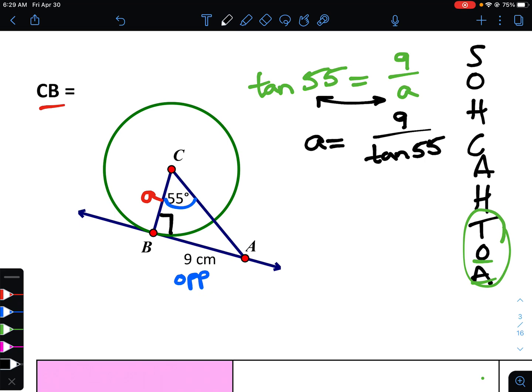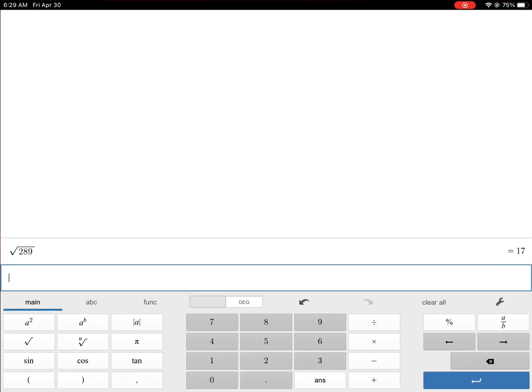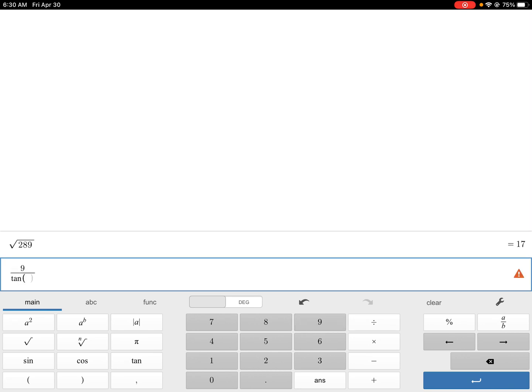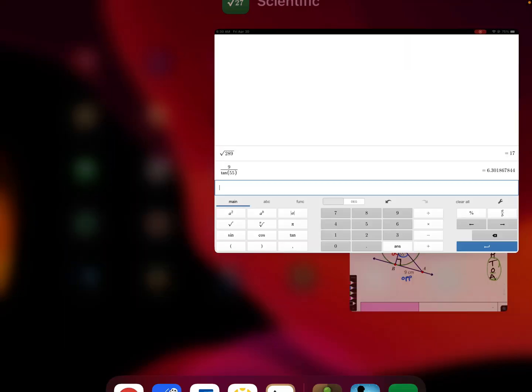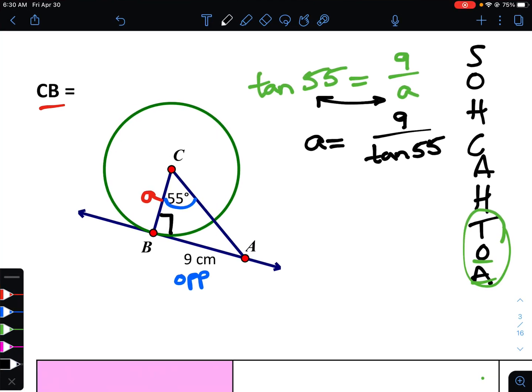So now it's just time to type that into a calculator, so let's go ahead and do that now. We'll take 9 divided by the tangent of 55 degrees, and that's approximately 6.30. So we'll go to 2 decimal places. So 6.30 is our length for A. So then that would be our length for CB. And so 6.30 centimeters is going to be our answer.